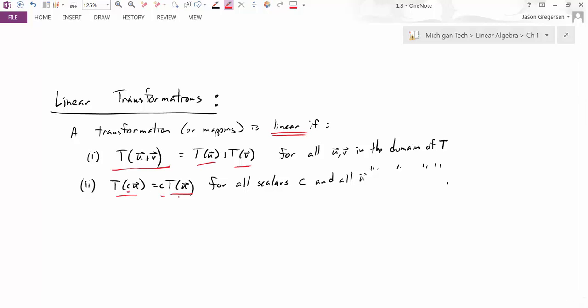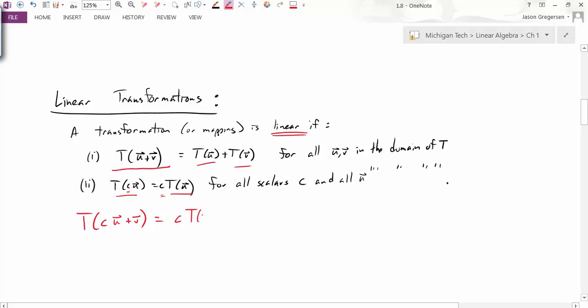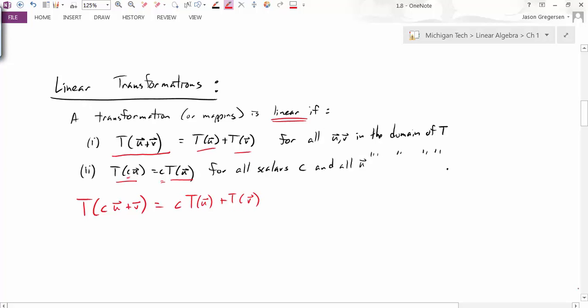So to combine these two properties, we could also write that T of c times some vector u plus v is the same thing as c times T of u plus T of v. So what does it look like for a transformation to satisfy these two things? We'll start off with an example.